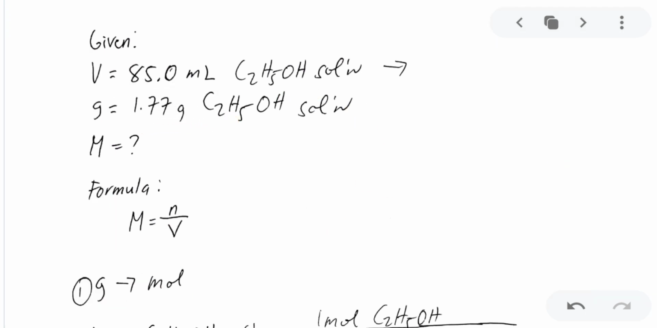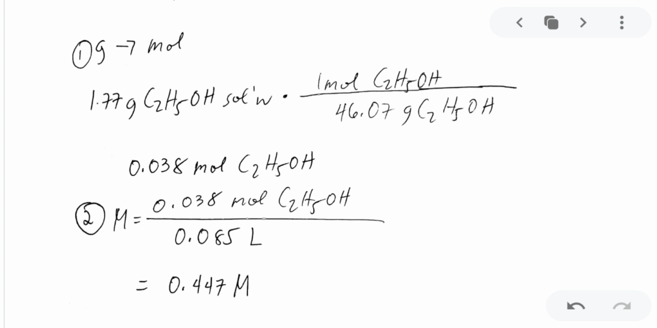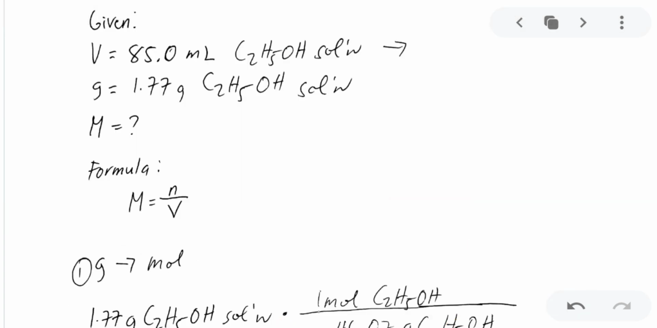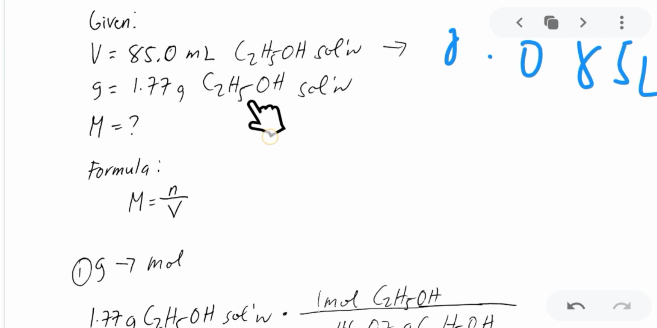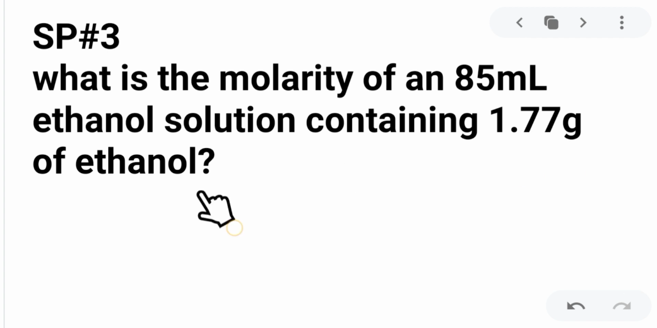Convert that into liters first. To convert it into liters, you have to move 3 places, so that will be 0.085 liters. Alright, 3 decimal places. And then the mass is 1.77 grams. That is the given: 1.77 grams of ethanol.